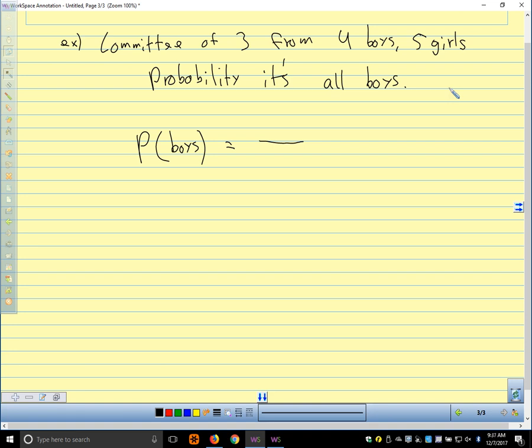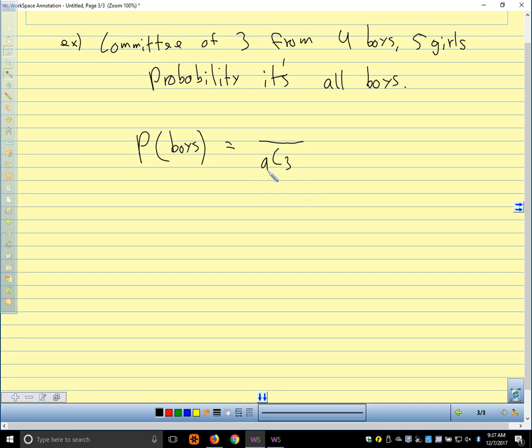We're picking 3 things out of a group of 9. Does order matter here? No, order doesn't matter because it doesn't say president, vice president, secretary, anything like that. It's just a committee of 3. So that's going to be 9C3. That's how many possible ways we could pick a committee of 3 out of 9 people.